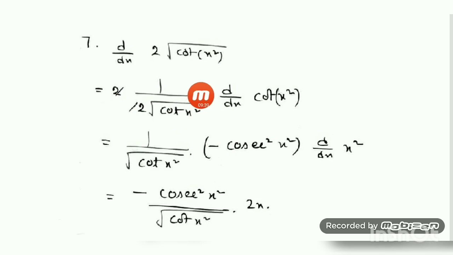This is done. You have been thinking of this as x, so d/dx of cot of x square again. So 2 will be cancelled out, 1 by root cot of x square, and what is the derivative? You think of it as x, the cot x formula can be applied. What is the derivative of cot x? It is minus cosec square x. So minus cosec square, your x is x square. And d/dx of x square, because you have thought of this as x.